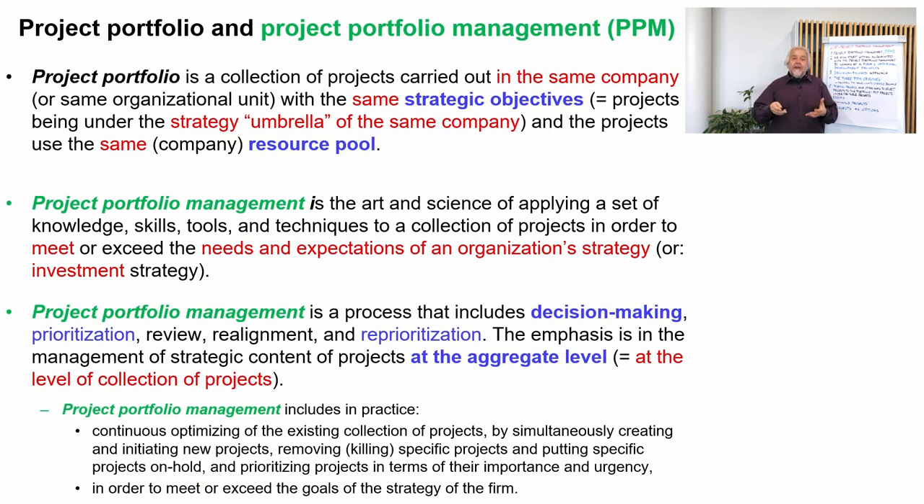And now the very last definition there still tries to say the second last definition's content in another way. It says that project portfolio management includes in practice continuous optimizing of the existing collection of projects by simultaneously creating and initiating new projects, removing or killing specific projects and putting specific projects on hold, and prioritizing projects in terms of their importance and urgency. And all this is done in order to meet or exceed the goals or the strategy of the firm.